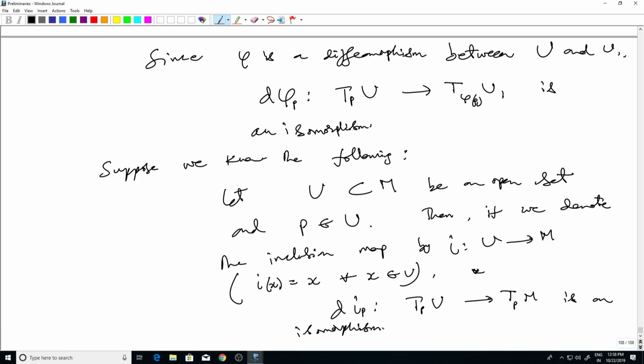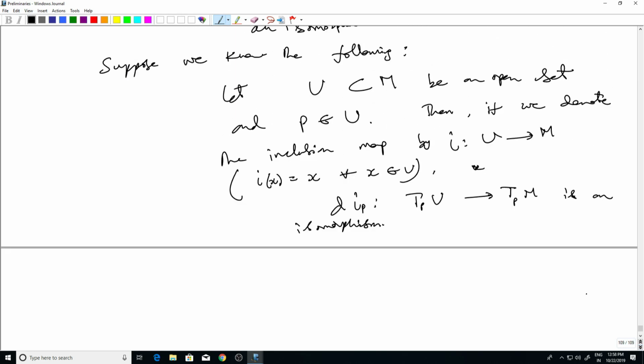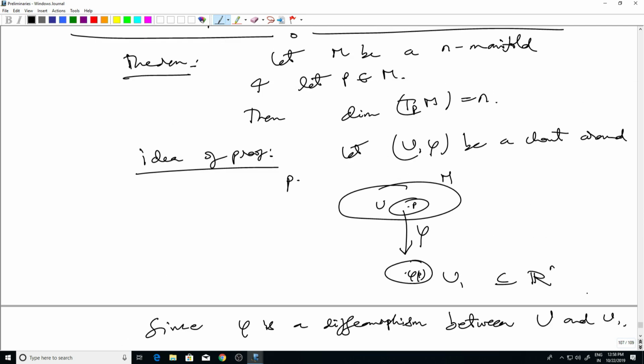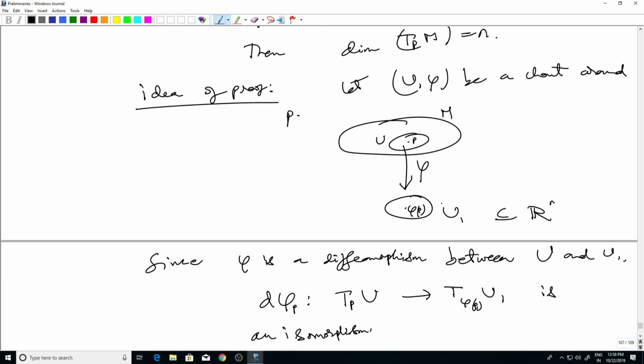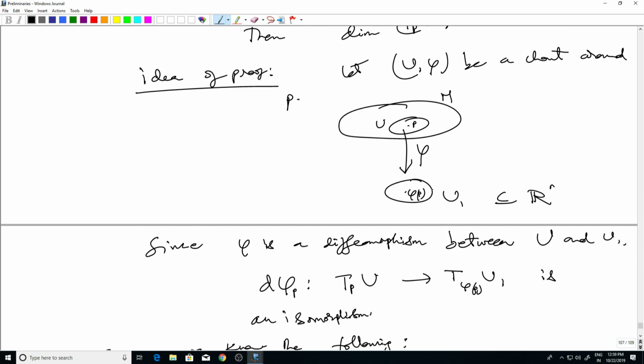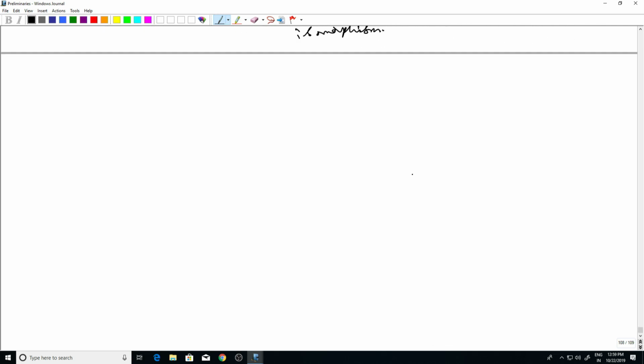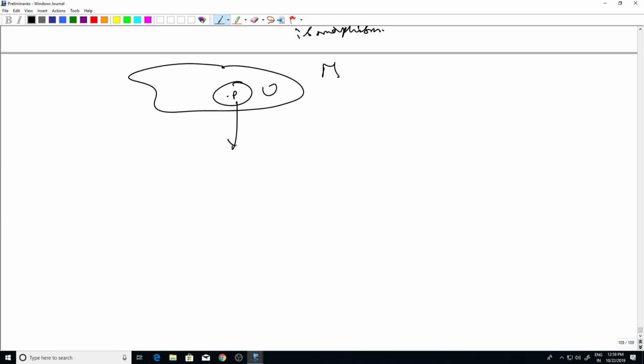In other words, if you have an open subset of a manifold and a point inside the open subset, then whether you look at the tangent space to the open subset at that point or the full manifold at that point, they are the same. So that's what we are saying here: dI_P is an isomorphism. Now I can go back to this picture here and use this both for U and M and U1 and R^n as well. So I have this was M, this was U, and I have a P here and I have phi. This is phi of P. This is in R^n.